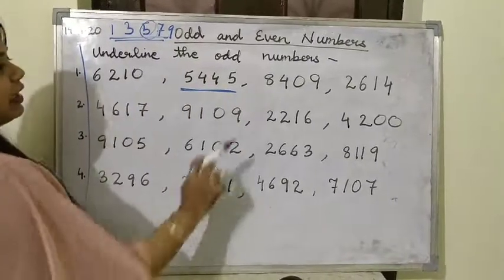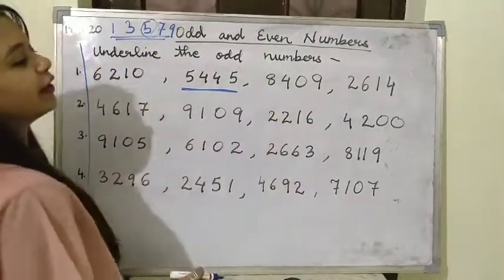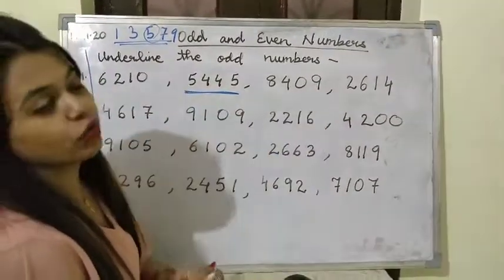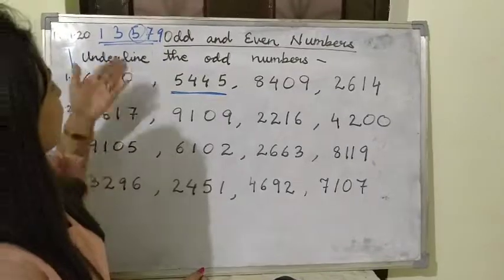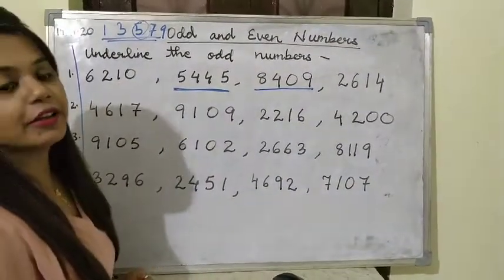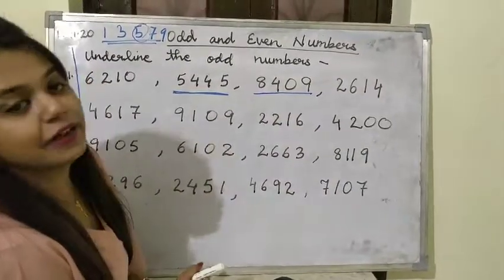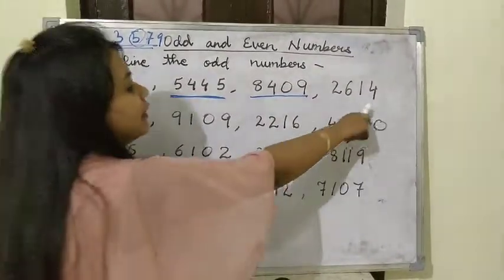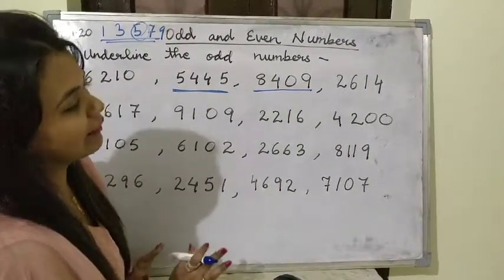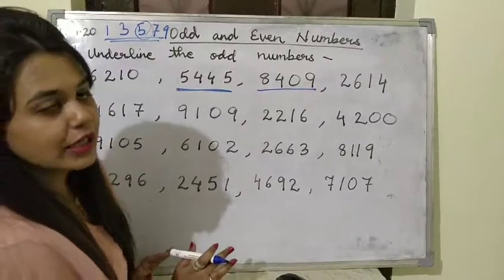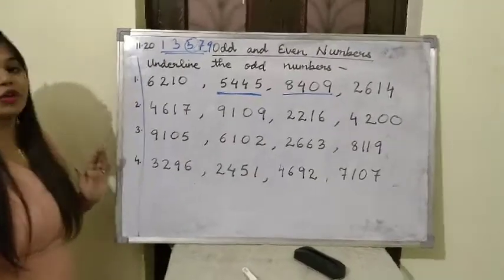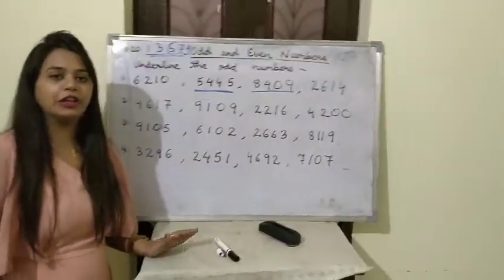Right? Let's see another number. 8409. Now 8409 is having 9 at ones place. So 9 comes in the category of odd number. So we will underline this complete number. Right? Last number. 2614. 4 is at the ones place. 4 comes in which category? Even category. So we will just leave that number as it is. Okay boys? Very simple. First one has been done for you. Just do these 3 questions on your own, very neatly and carefully in your notebook.